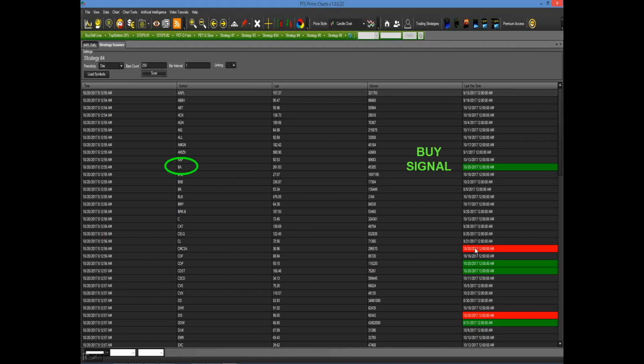The green bars mean there's a buy signal in the corresponding stock. The red bars mean there's a sell signal. This is how simple this is. So in a matter of about 2 minutes every night, you can see the dozens and dozens of Strategy number 4 setups that are generated for the next day.